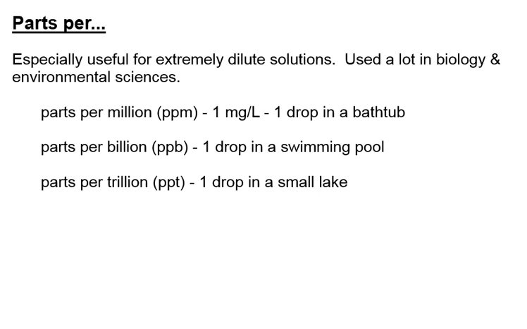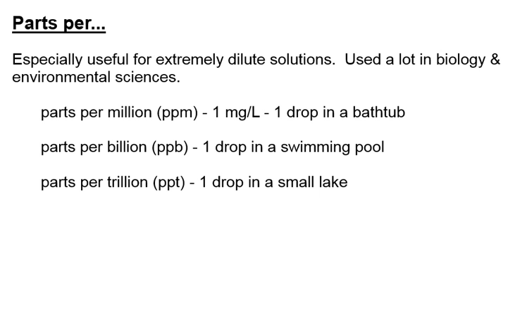Okay, the next one is parts per. So this is useful for very, very dilute solutions. It's used a lot in biology and environmental sciences, so we're not going to see too much of it now. The three that are used are parts per million, parts per billion, or parts per trillion. So 1 part per million is about a drop of something dissolved in a bathtub full of water. So it's still a very, very small concentration.